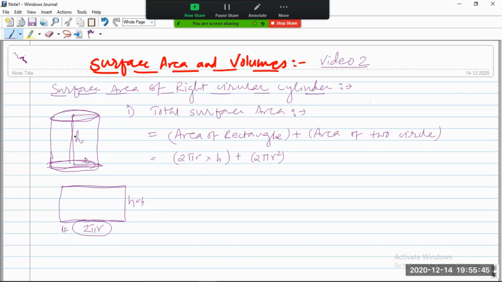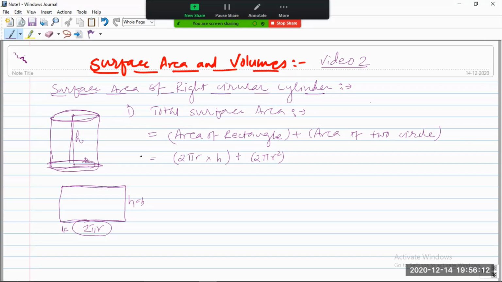The examples for right circular cylinders are cylinders or pipes or anything that is in cylindrical form. So those are some known examples in our surroundings. Okay. So we are going to discuss the surface area of such a right circular cylinder.